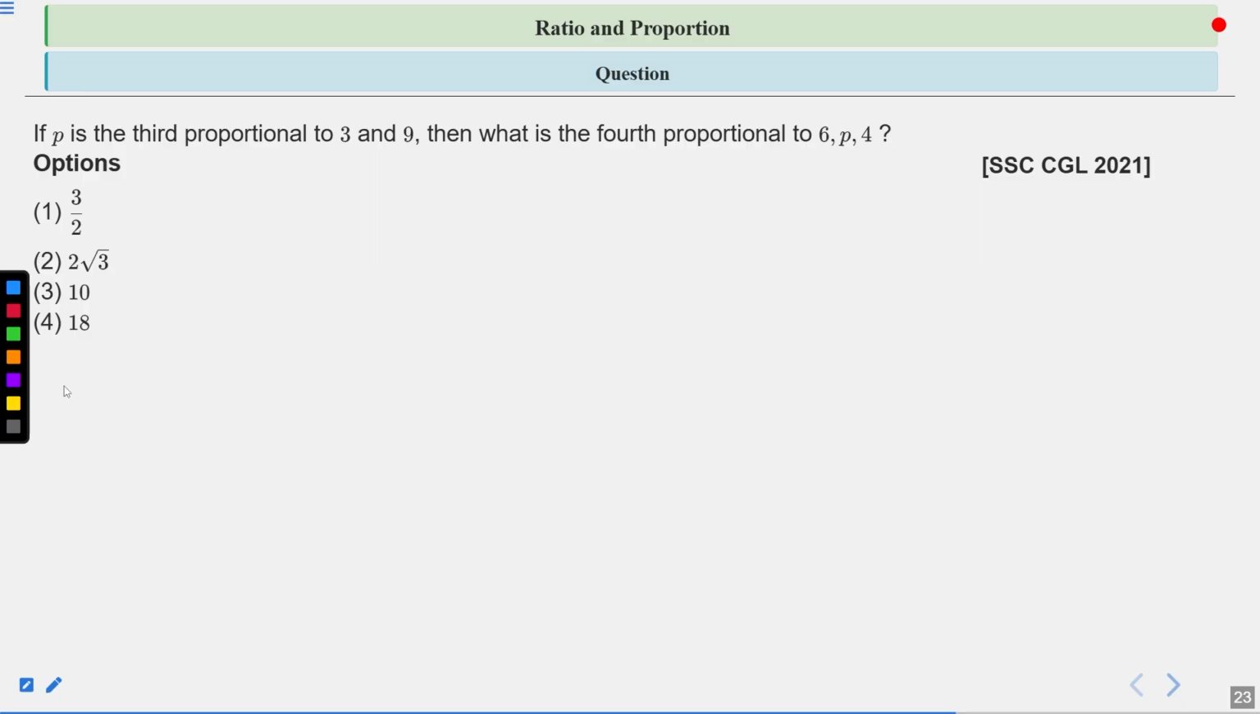If P is the third proportional to 3 and 9, then what is the fourth proportional to 6, P, 4 and question mark? So for the question mark, we need to calculate the value of P. And this question was asked in the SSC CGL exam 2021. So there are four options of this question. First one is 3 by 2. Second is 2 root 3. Third is 10. Fourth is 18. Now you have 10 seconds to analyze the question. Your time starts now.